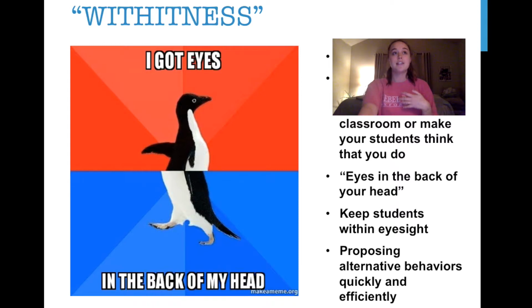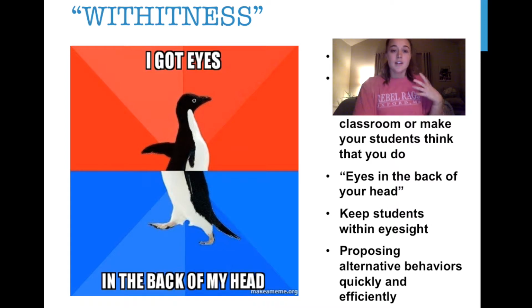That has to do with how you set up your classroom, and the way that you navigate around your classroom too. And then proposing alternative behaviors quickly and efficiently is also a part of withitness. So whenever you see something happening, say something as soon as you see it, and then propose an alternative behavior, which also has to do with the ripple effect and what happens after that.